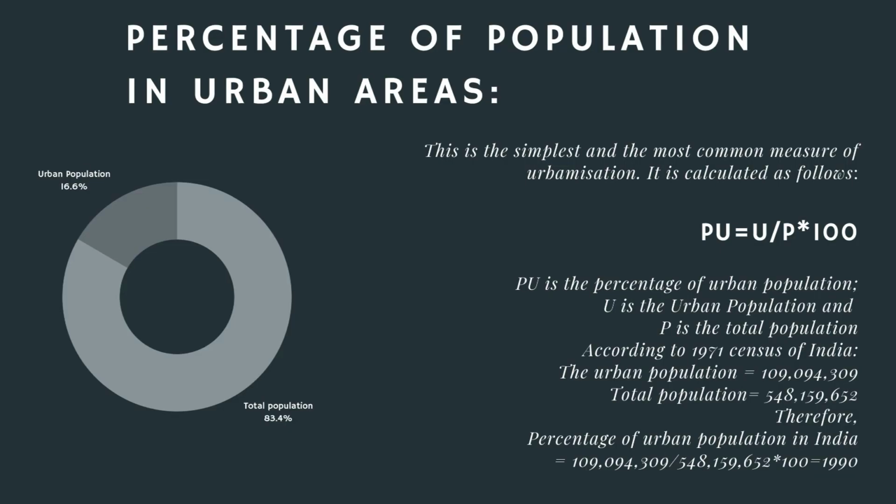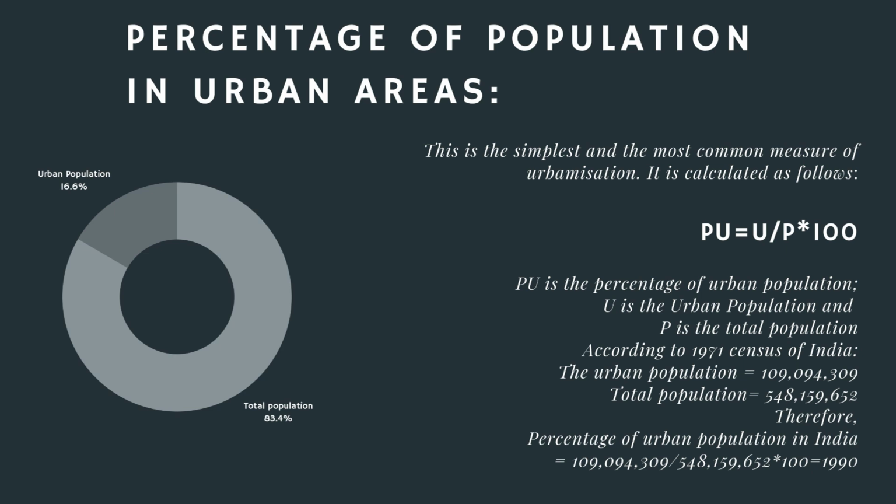Let us come to the percentage calculation of population. When you see PU, it is the percentage of urban population. U stands for urban population and P stands for total population. So, the formula is PU equals U, that is urban population, divided by the total population, multiplied by 100.